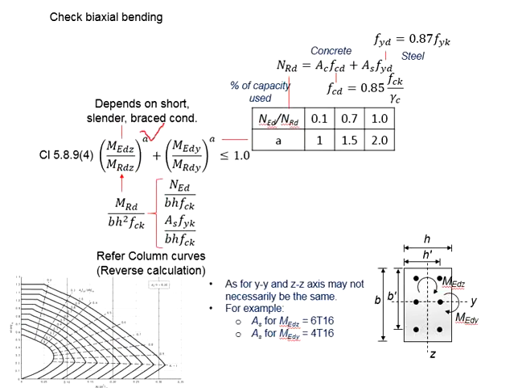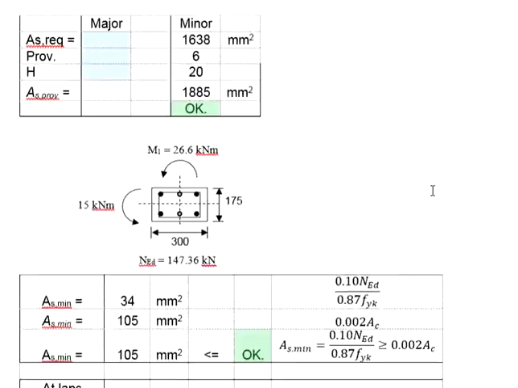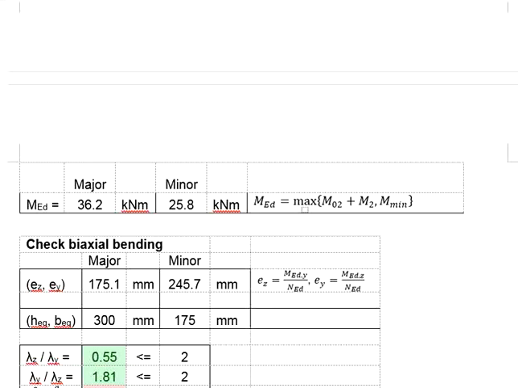Now that we have the A, we have the MRDZ and MRDY. We need the MEDZ and MEDY. Since this equation deals with the resistance of the moment for the major and the minor axis separately, that means we are referring to their individual moment acting in their axis, which is based on our previous calculation steps. We are talking about MED equals to 36.2 and 25.8 kN for the major and the minor axis respectively.